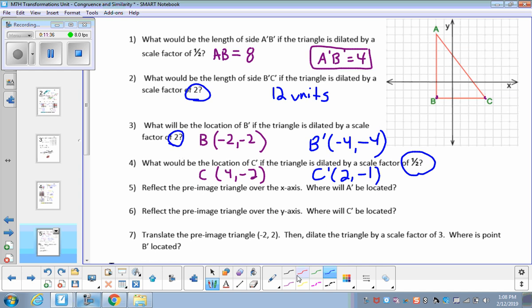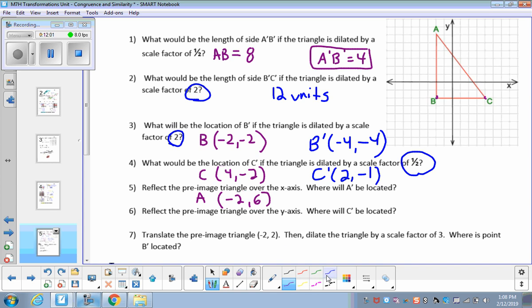All right, for number 5, reflect the pre-image over the x-axis. Where will A prime be? Now with this one, A is currently up here. It is currently located back 2, up 1, 2, 3, 4, 5, 6. So A is currently located back 2, up 6.